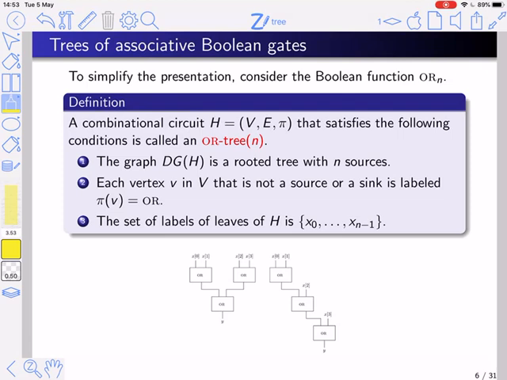Now, let's stick to the Boolean function or n, which is the extension of the or of 2 bits to n bits.